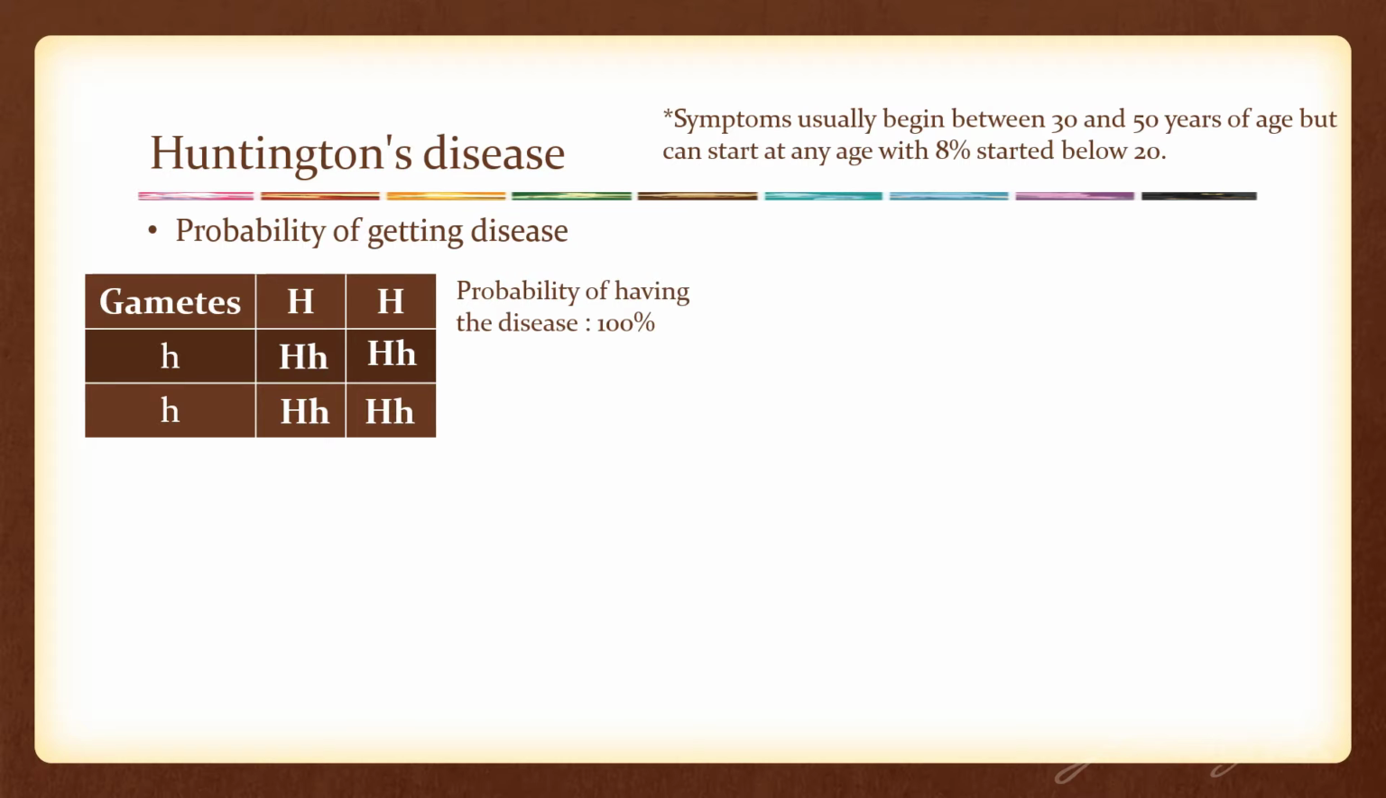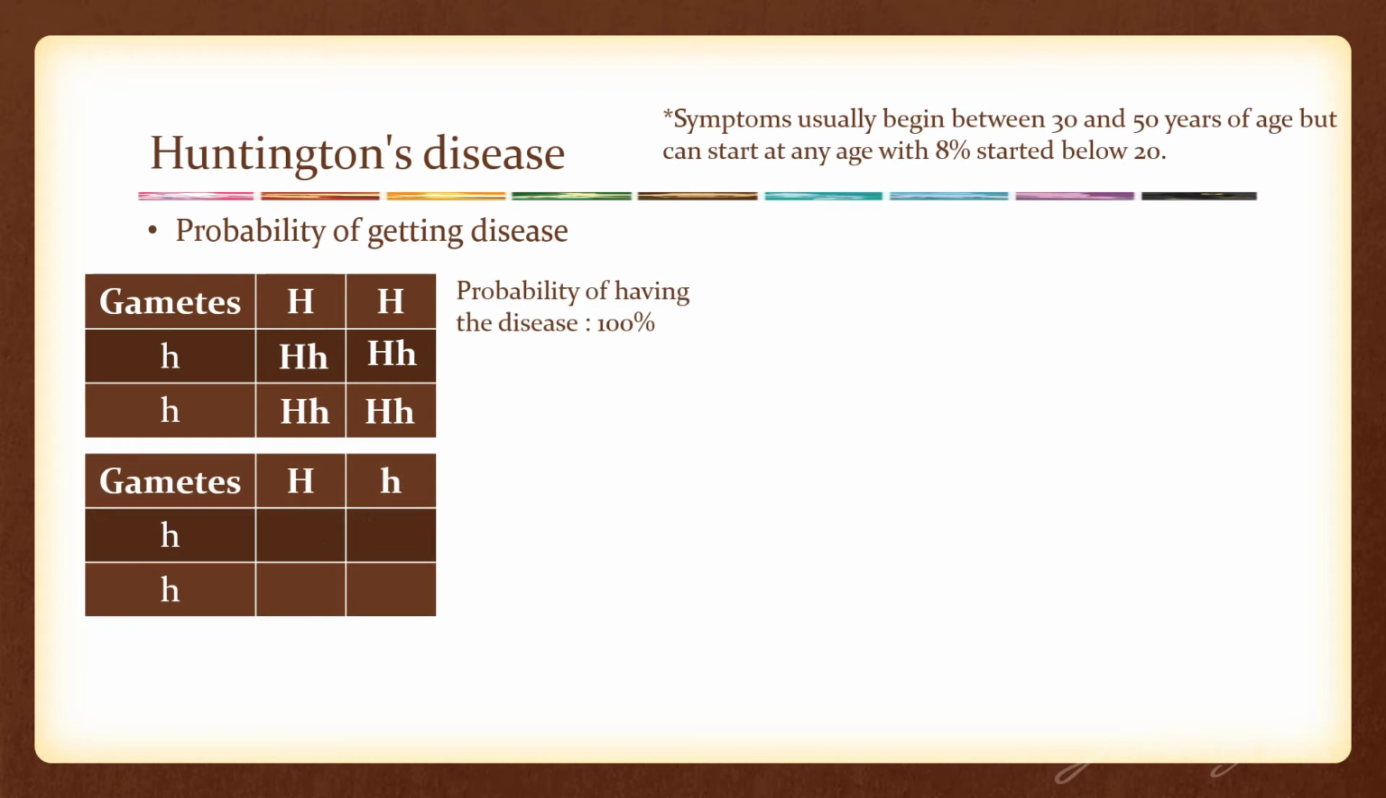Now, if we look at the second Punnett square, whereby we have a heterozygous individual and a homozygous recessive individual, you can pause the video and do the Punnett square and see what is the probability of the offspring having the disease.